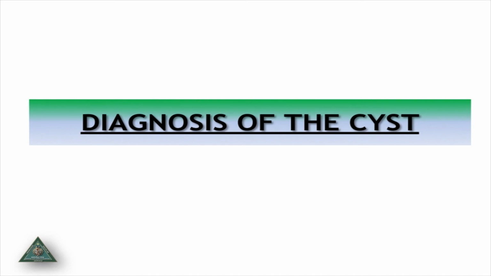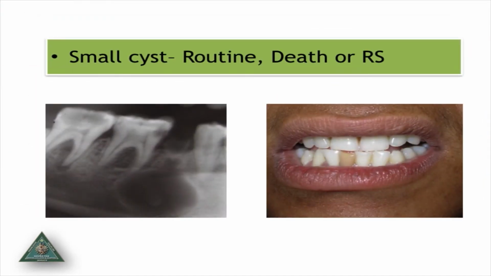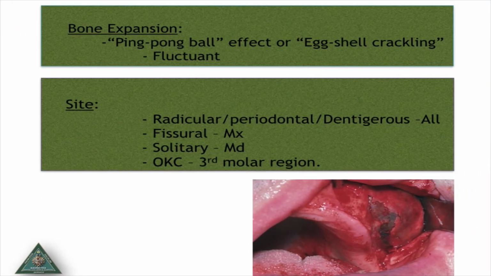How to diagnose a cyst? Small cysts are routinely found on a radiograph when there are non-vital teeth or root stumps. A bigger cyst shows bone expansion, so we can elicit the ping-pong ball effect, eggshell crackling effect, and fluctuation test positive. Regarding site, radicular, periodontal, and dentigerous cysts occur all over, a residual cyst in the maxilla, and solitary cyst more specific to the mandible. And OKC and dentigerous cyst are more common in the third molar region, the lower third molar region.